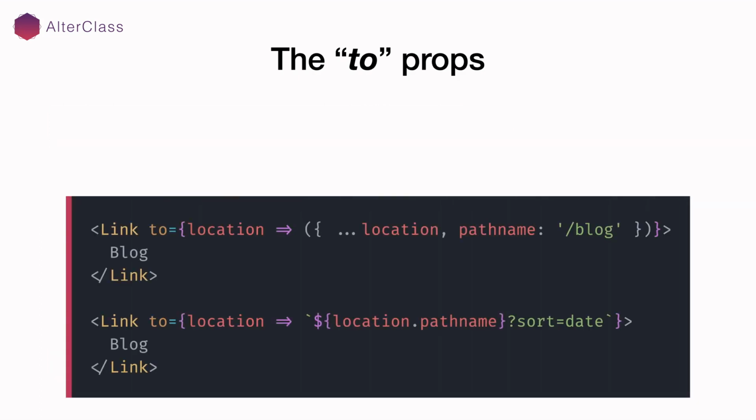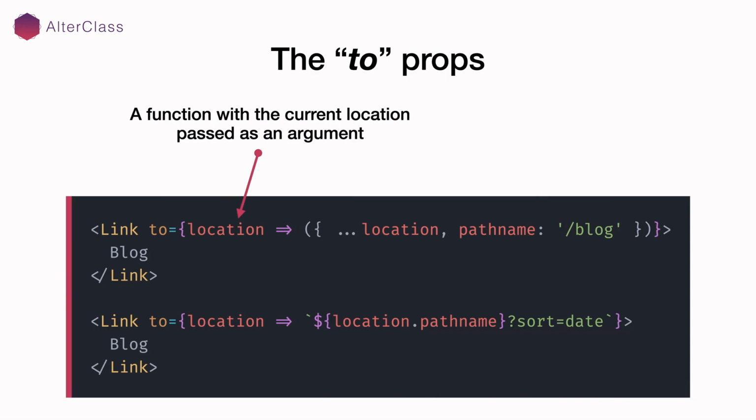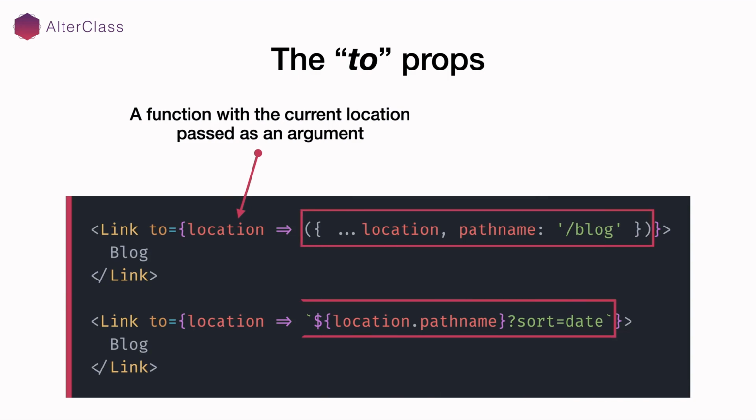Finally, the to prop can also accept a function to define the link's location. This function can either return a string or an object and takes in as an argument the current location that can be used to define the link's location.